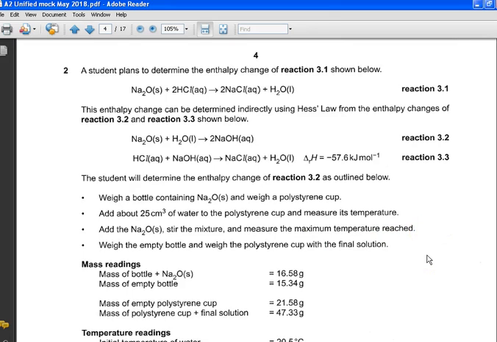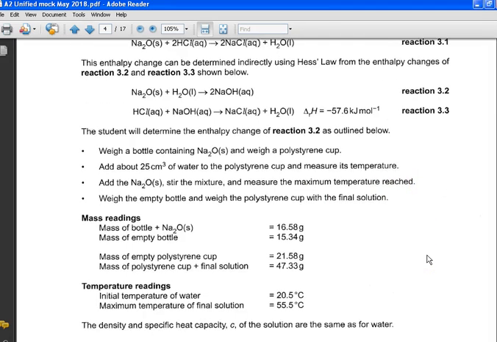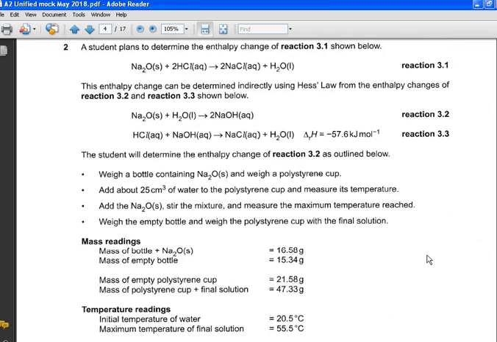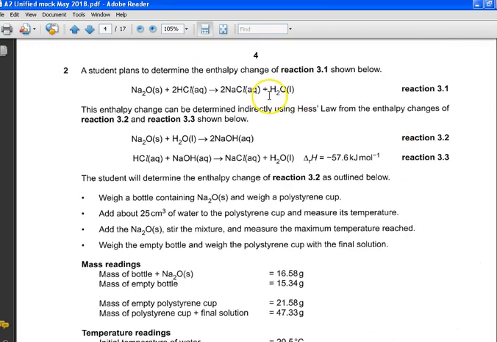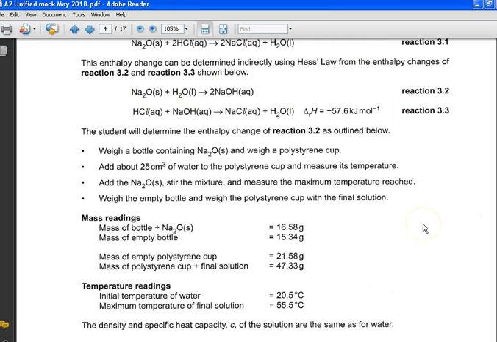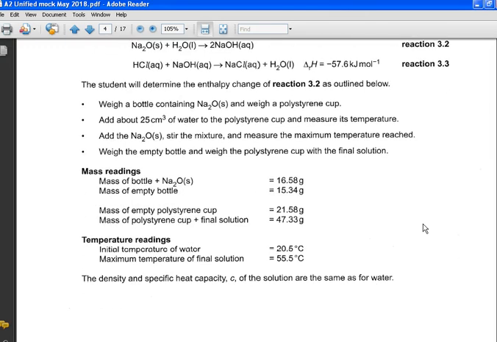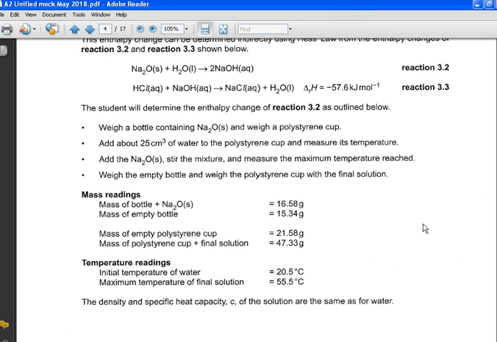Okay, question 2. You're given quite a lot of information here to read through. You're given 3 reactions. For one of them you're given an enthalpy change. Then you're given some information about reaction 3.2 here, and you're being asked to determine the enthalpy change of 3.1. So first things first is Q equals mc delta T.